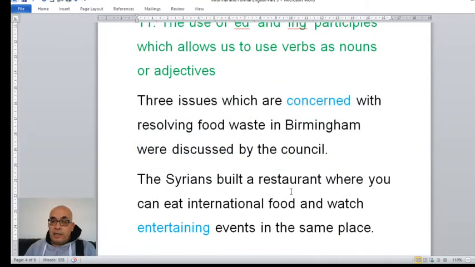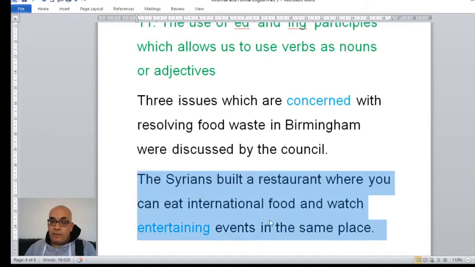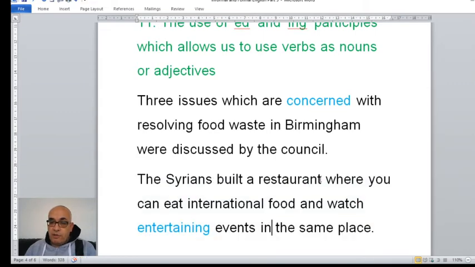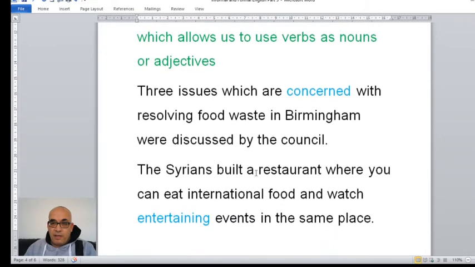The Syrians built a restaurant where you can eat international food and watch entertaining events in the same place. So as you can see here, this sentence is formal. Why? The words are formal. Number 2, I'm using a conjunction. Where is a conjunction, which means in which. So it means I'm using a relative pronoun, and the relative pronoun makes the sentence complex and formal. And I'm using ing here, which is, as I said here, a participle.